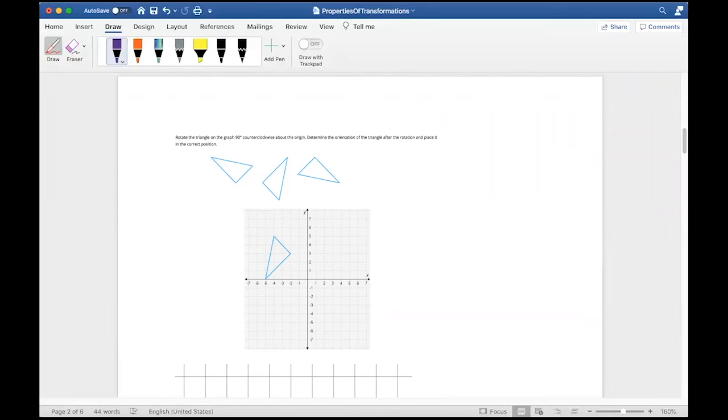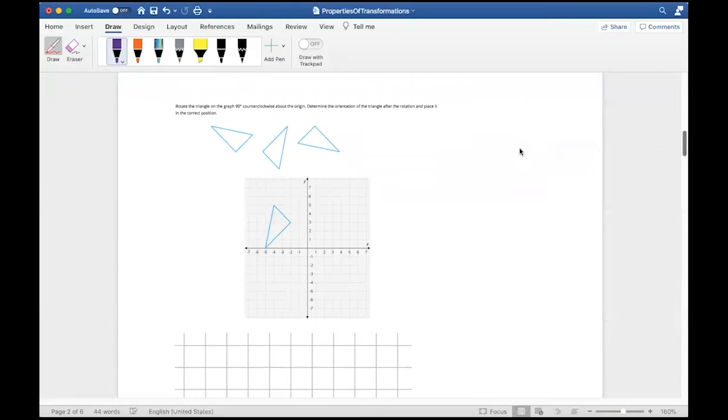Another good review. This one here, it says, rotate this triangle on the graph 90 degrees counterclockwise. If we are going counterclockwise, we are going to the left about the origin. And we're going to determine the orientation of the triangle. We're going to pick the triangle and place it where it belongs.